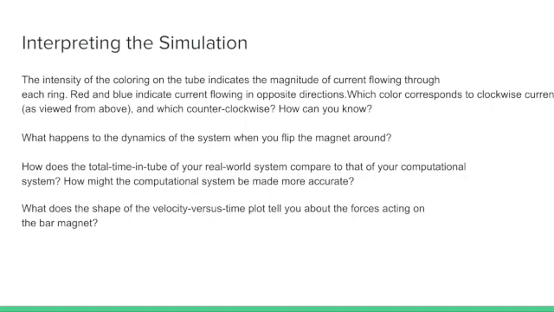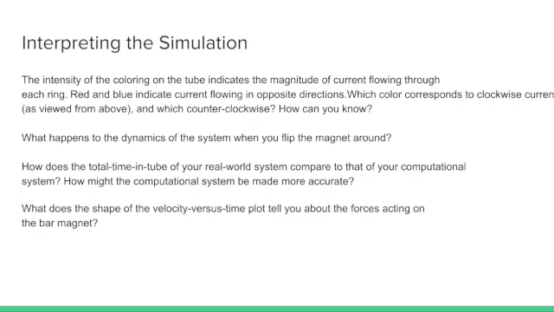Interpreting the simulation. The intensity of the coloring of the tube indicates the magnitude of the current flowing through each ring. Red and blue indicate current flowing in opposite directions. Which color corresponds to the clockwise current and which counterclockwise? And how can you know? So you can tell that according to Lenz's law, the red will be counterclockwise and the blue will be clockwise, and these would be the forces to stop the magnet. And what happens to the dynamics of the system when you flip the magnet around? This would essentially do nothing, because the current would just flow in the opposite direction.